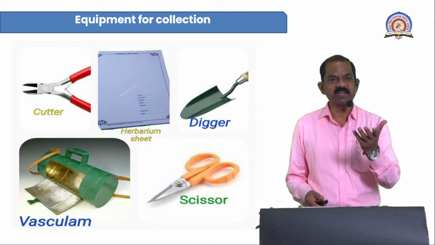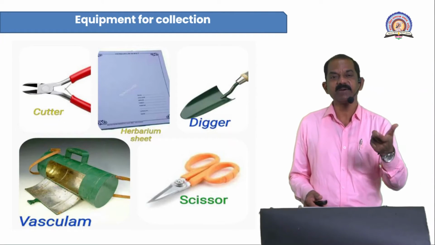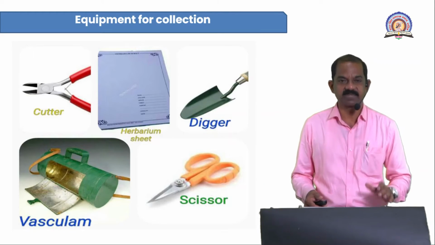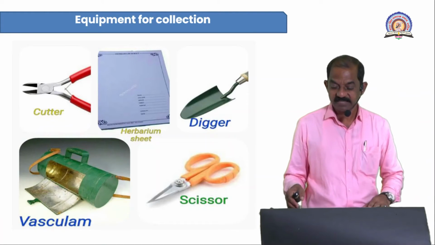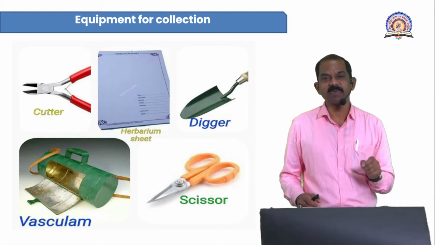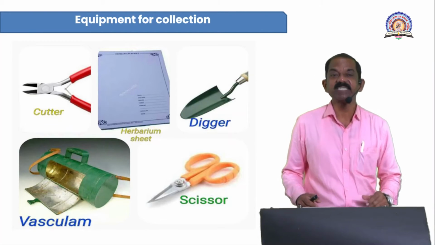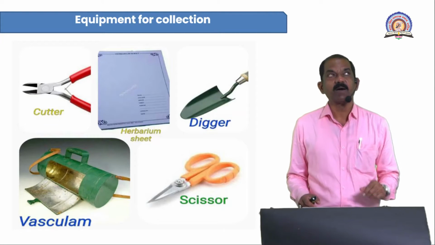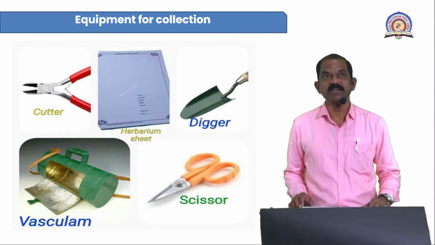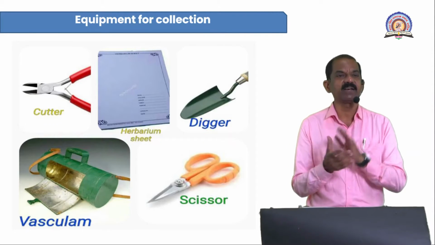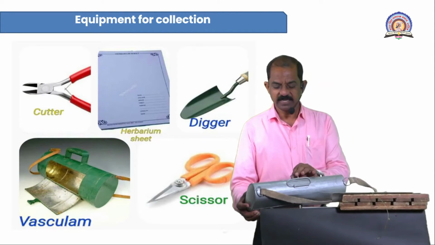The first one, a cutter, is required. With the help of the cutter, we cut a part of the plant, a twig of the plant which has a flower. If a plant is small and large in number, we dig the plant with the help of a digger, and the whole root system of the plant is taken. After digging or after cutting a branch or part of the plant, we need to collect it in a special container known as the vasculum.